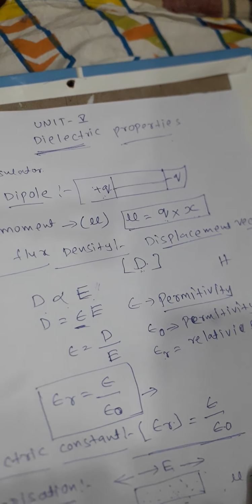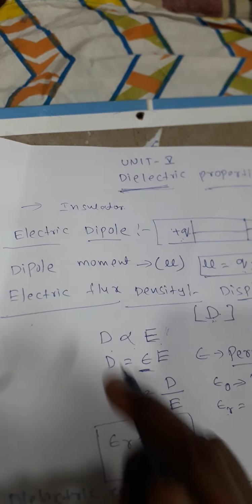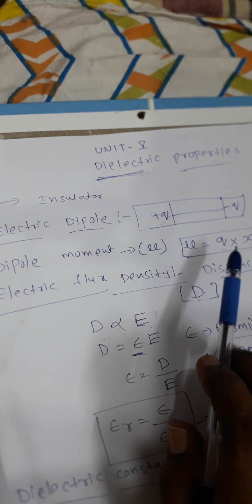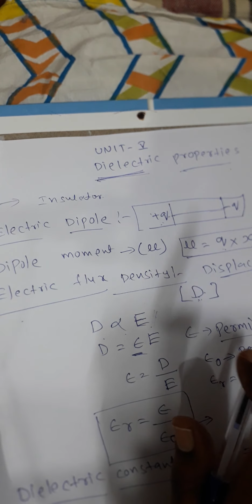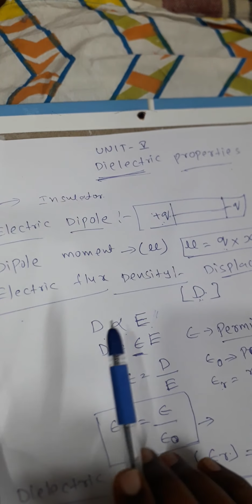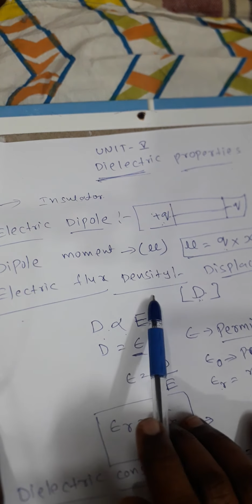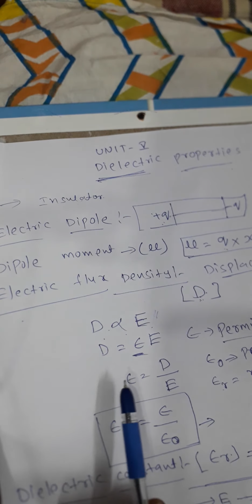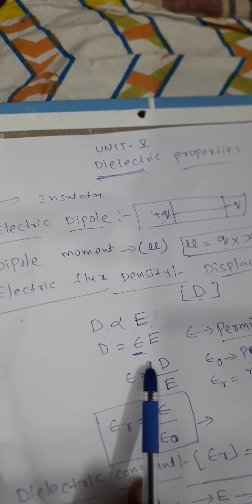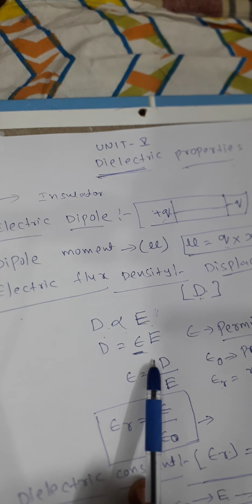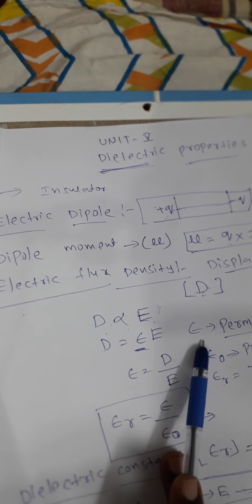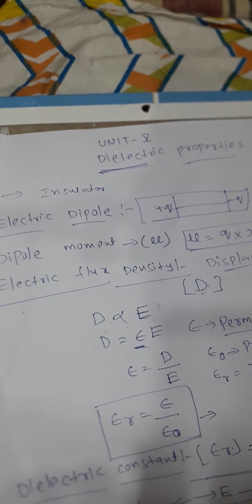Now we have discussed the electric dipole. Next, dipole moment is the product of the magnitude of the charge and the distance between the charge carriers. Another definition is the electric flux density: the number of electric lines passing through a unit area. It is directly proportional to the applied electric field. Removing the proportionality constant, we get the permittivity. In magnetic materials, we get permeability. Here we get permittivity of a medium. Epsilon naught is the permittivity of free space.